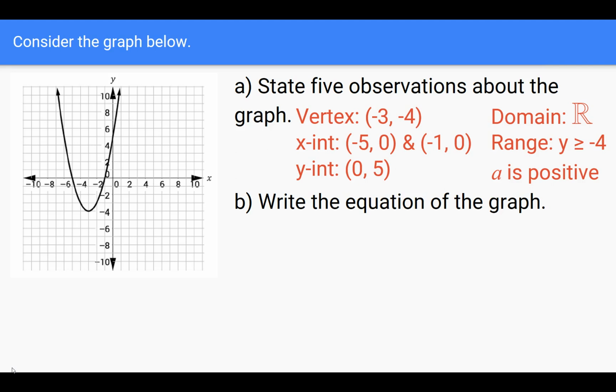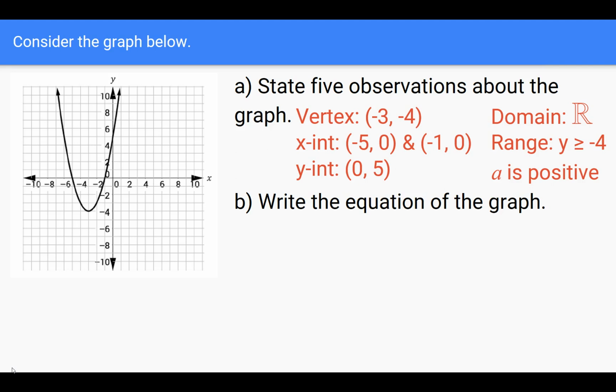We're going to use some of those to help us write the equation of this graph. If I'm going to write it in vertex form, what's the first thing I have to know? The vertex. Got to know the vertex. And what is the vertex this time? -3, -4. That means -3 is my h and -4 is my k.